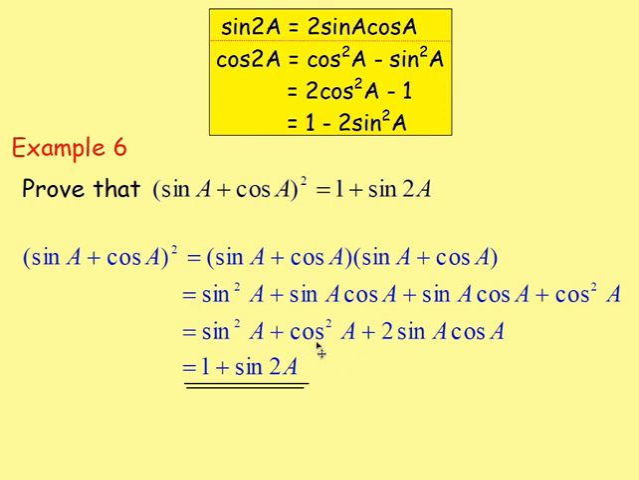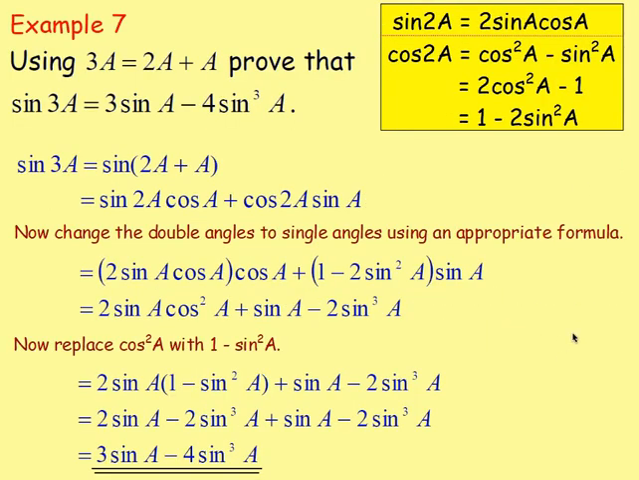And sine squared A plus cos squared A, well, sine squared plus cos squared is 1, and 2 sine A cos A, think about the double angle formula up here. 2 sine A cos A is equal to sine 2A, so you can replace that. Example 7, we went on to some of the harder examples.